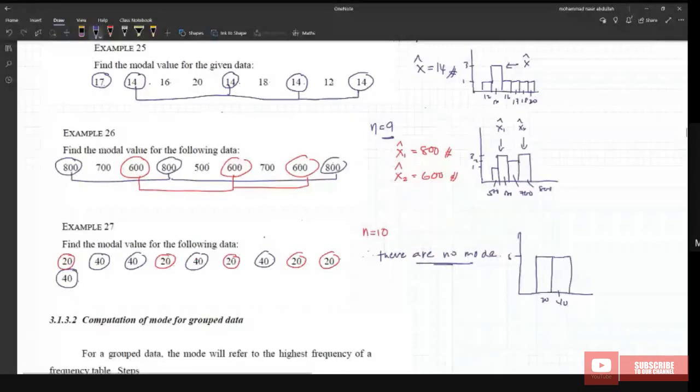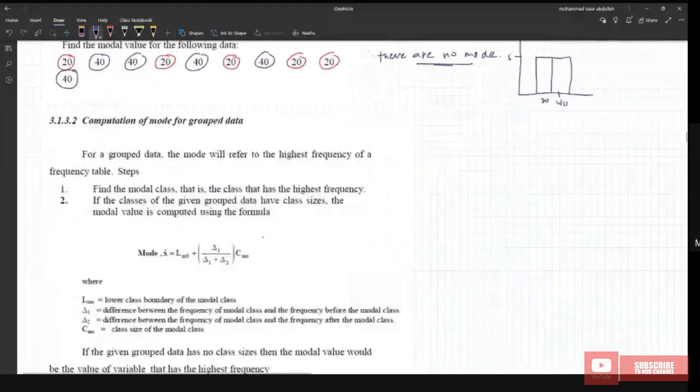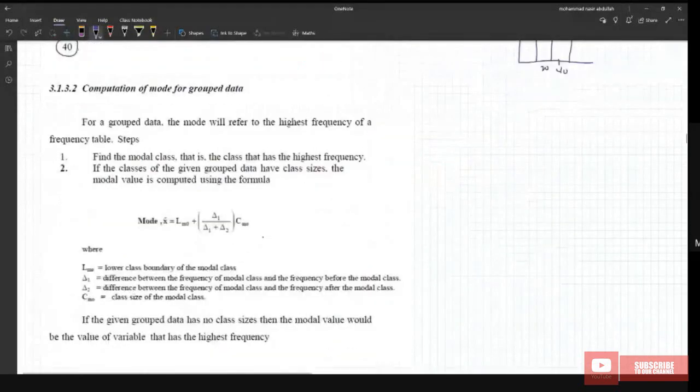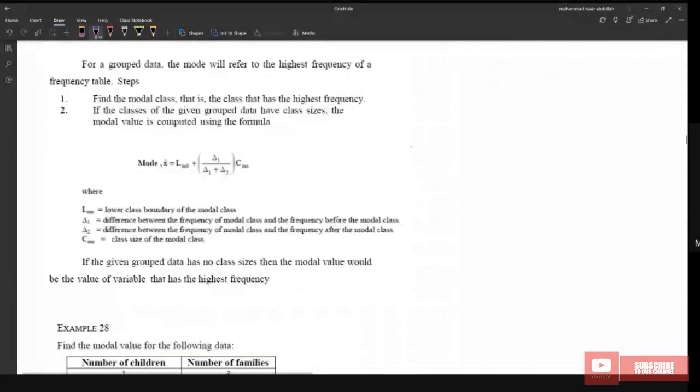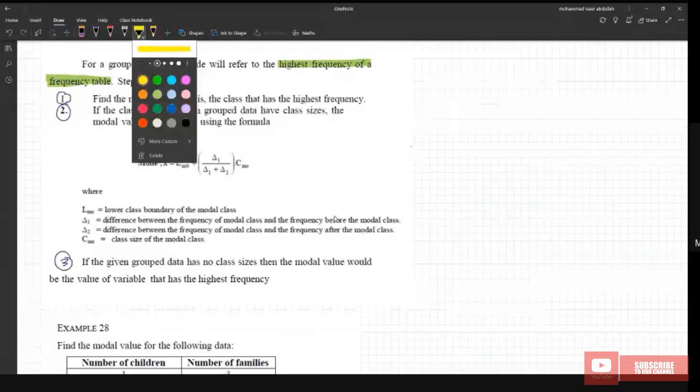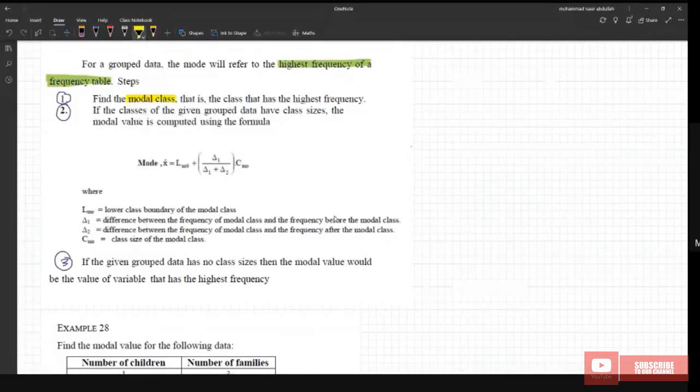Right? So now we will look at how to compute mode for grouped data. For grouped data, the mode refers to the highest frequency of the frequency table. We have three steps actually. This is step number 1, step number 2, and step number 3. In step number 1, we need to find the modal class, that is the class that has the highest frequency.